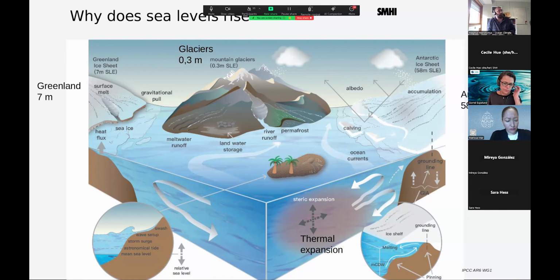A much larger reservoir you have on Greenland, where you have about 7 meters of sea level equivalents if you were to melt all of it. But it also melts slower than the mountain glaciers. It's colder around Greenland and it's somewhat harder to melt it. And by far the largest one is the Antarctic ice sheet, where you have about 58 meters of sea level equivalents that could potentially melt if you melted all of it.